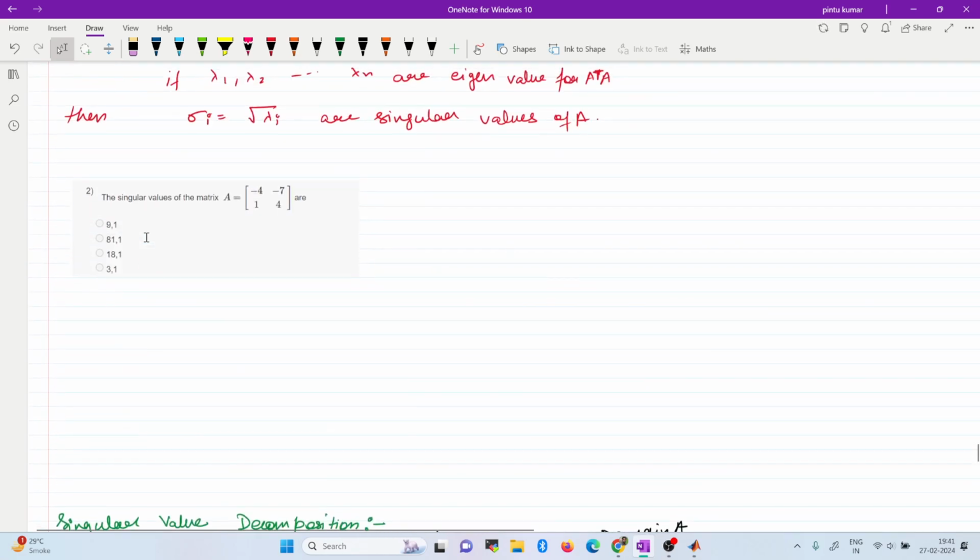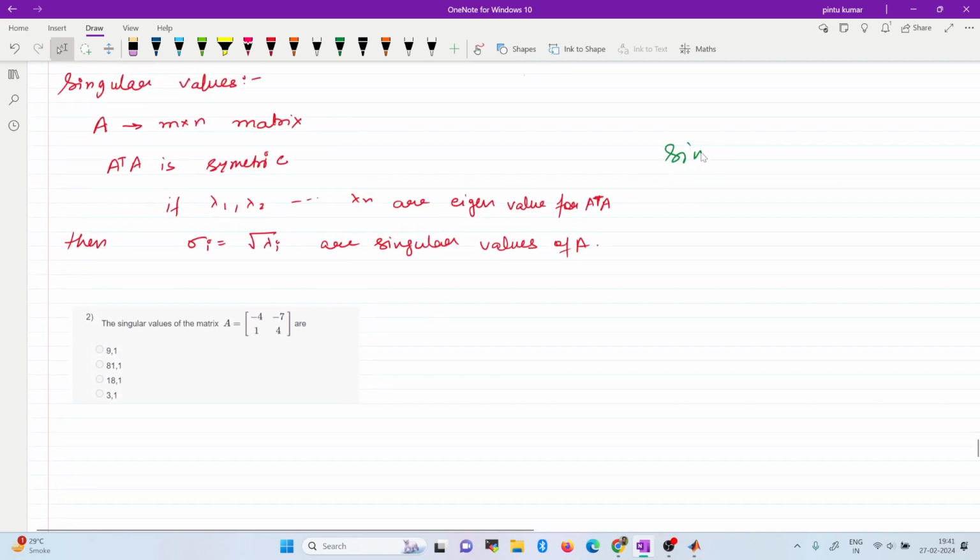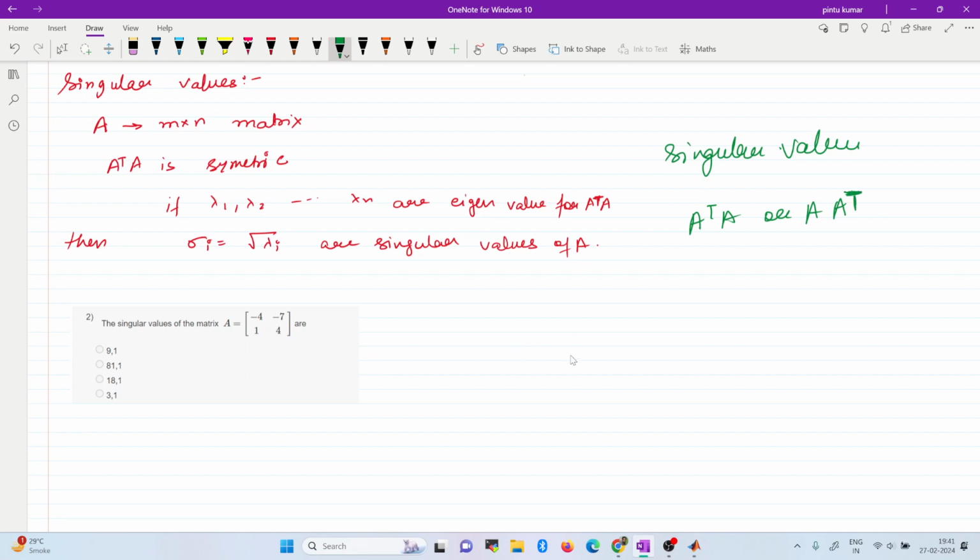Okay, what are singular values? There is something known as singular values, because of which this is known as singular value decomposition. As I mentioned, when you do A transpose A or AA transpose, you will obtain sigma square. So the eigenvalues, let's say for AA transpose or A transpose A, are lambda 1, lambda 2 till lambda n. Then the square roots of lambda 1 to lambda n, let's say sigma 1, sigma 2 to sigma n, are known as singular values.